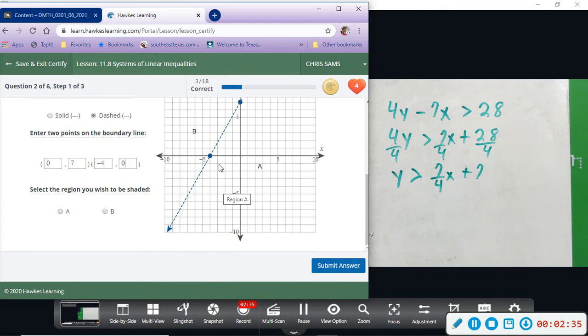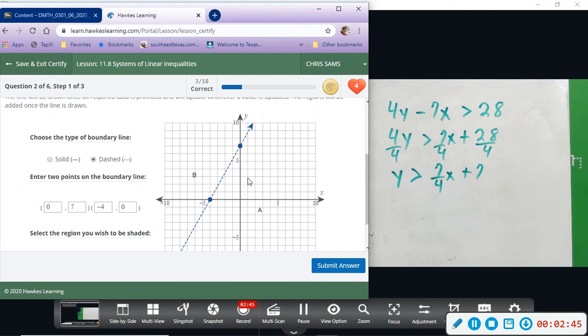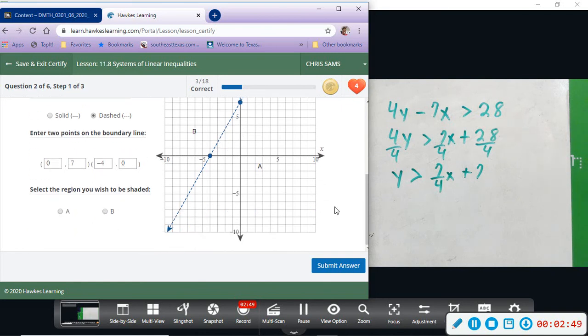Okay, also we need to decide which section to shade. Okay, so this says y is greater than. Greater than on this graph would be above, so we shade up. Okay, so y is greater than. So that would be section B.